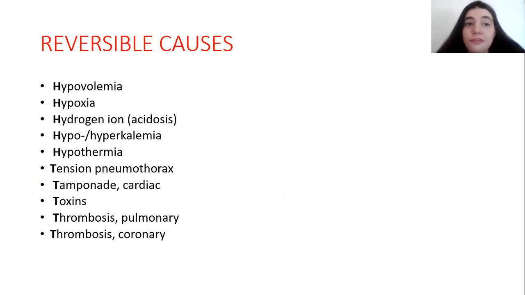So what are the reversible causes? We have the 5H and the 5T: hypovolemia, hypoxia, hydrogen ions, which is acidosis, hypo- and hyperkalemia, hypothermia, tension pneumothorax, tamponade, cardiac tamponade, of course, toxins, pulmonary thrombosis, or coronary thrombosis.